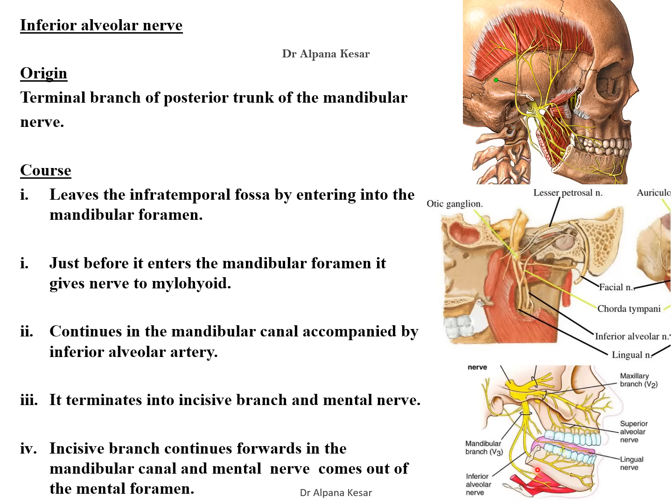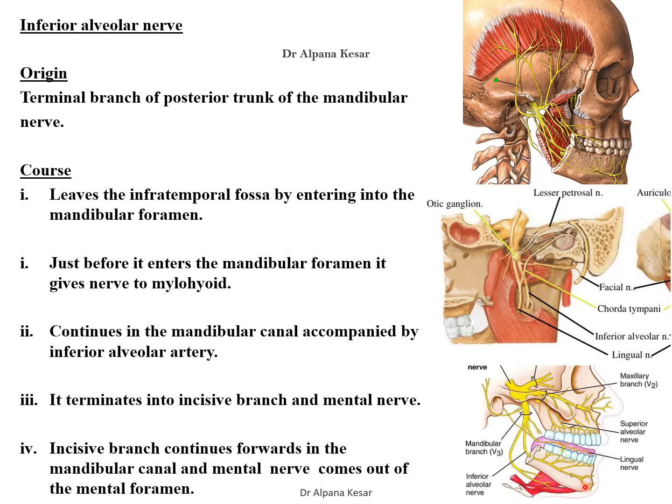After this, the nerve continues in the mandibular canal within the body of mandible. As it traverses through the mandibular canal, it gives branches to the molars and the premolars. As the inferior alveolar nerve reaches the mental foramen, it divides into its two terminal branches. They are the mental nerve and the incisive branch.